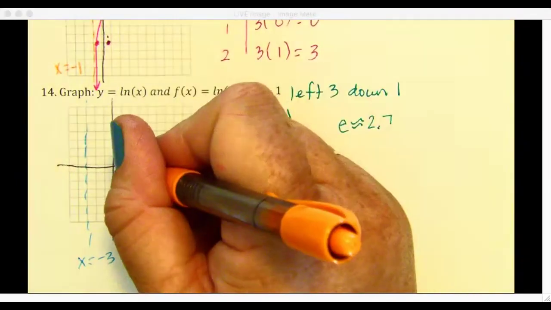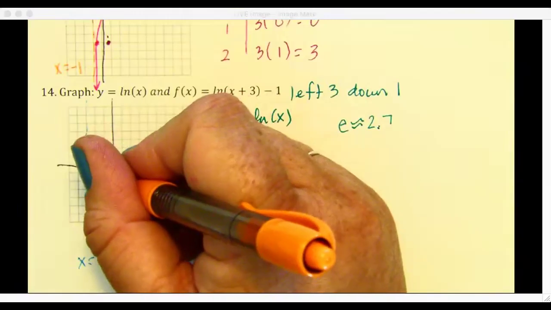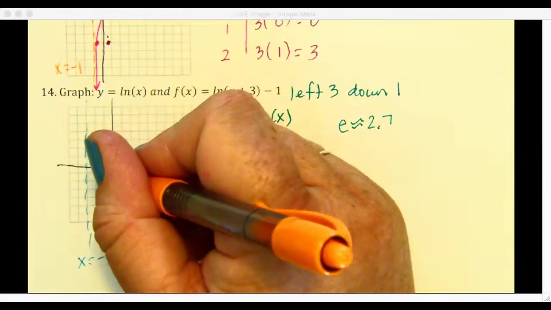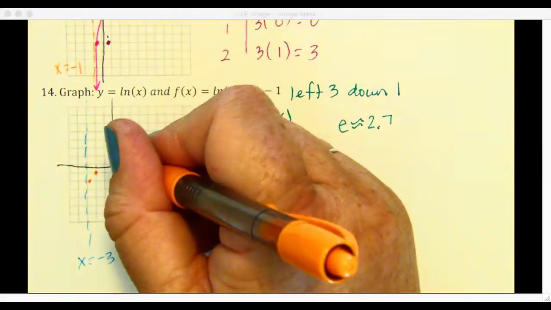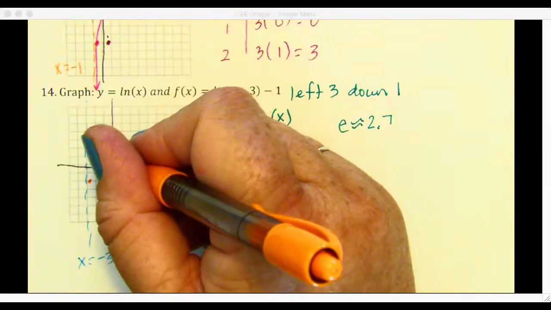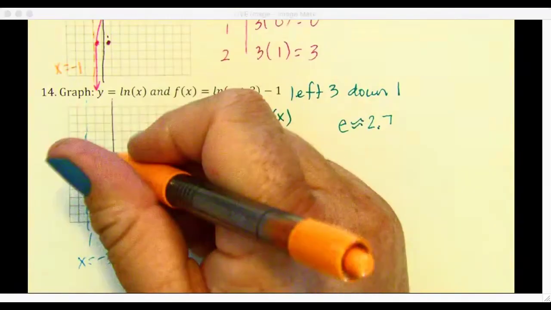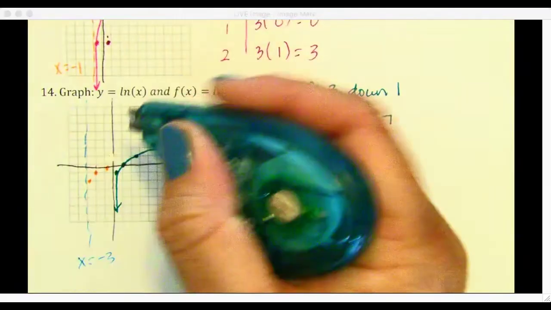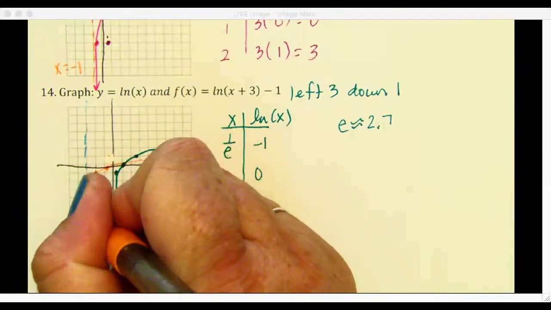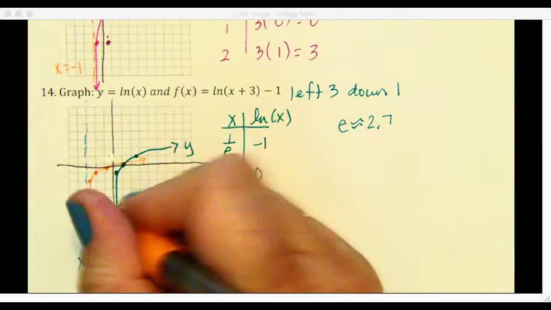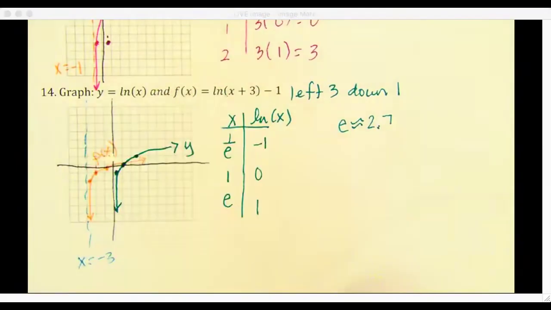So left 1, 2, 3, and down 1. Left 1, 2, 3, and down 1. Left 1, 2, and 3, and down 1. All right, so we can draw that curve. And that is the graph of f of x. And that brings us to the end of sections 3 and 4.